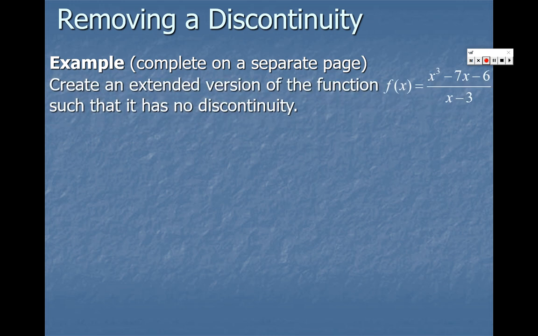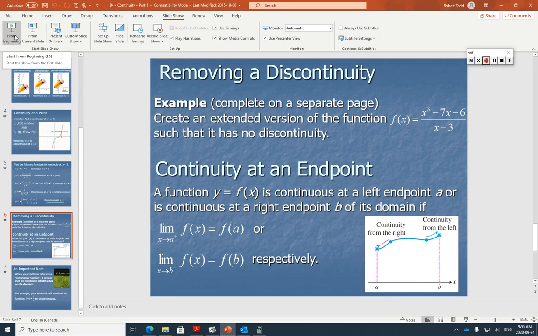So a little more about removing a discontinuity. It says create an extended version of this so that it has no discontinuity. You've got to do that on a separate sheet of paper. A little more complicated one than the one I just did.